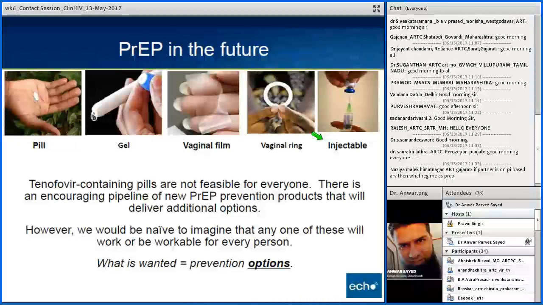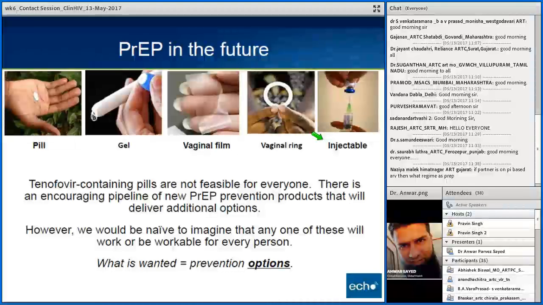There are various forms in which this drug is used. We very well know here in India we have availability of pills, that is tenofovir-lamivudine or tenofovir-emtricitabine combination. But there are other forms, that is tenofovir gel is used, that is this Truvada gel, and then vaginal film, vaginal ring, and there are some newer drugs, an integrase inhibitor injectable form which might come in future, which is having very long half-life. So those drugs are investigational drugs and still not in practice. That might come in future. So there are multiple various forms in which this drug is used.